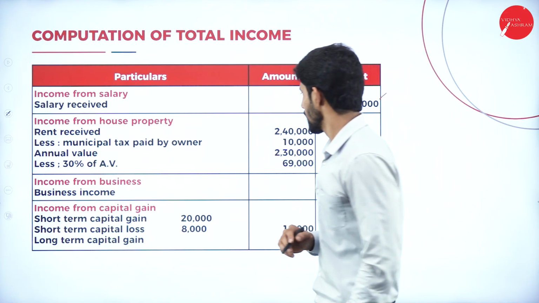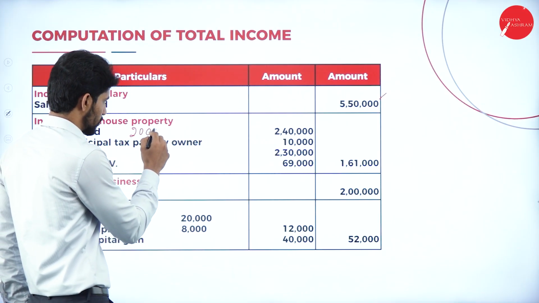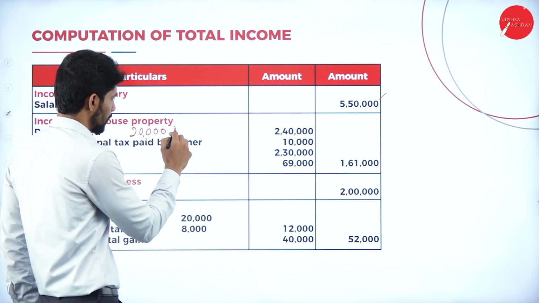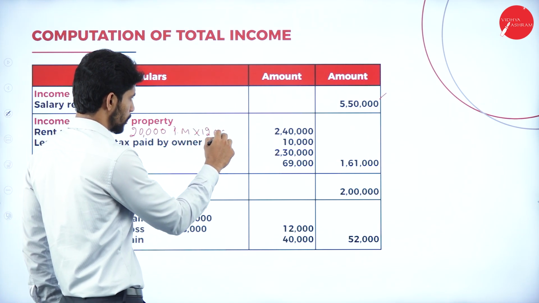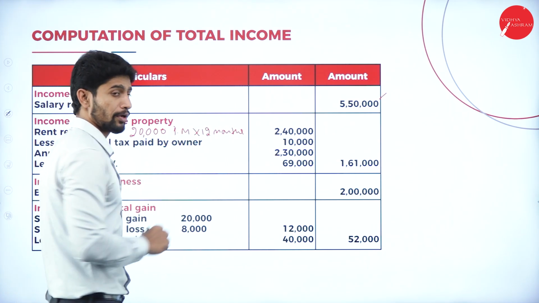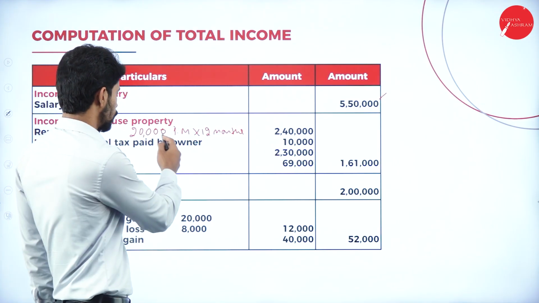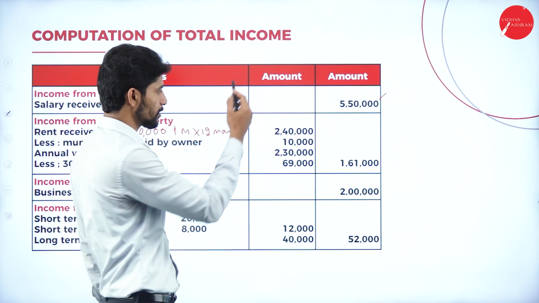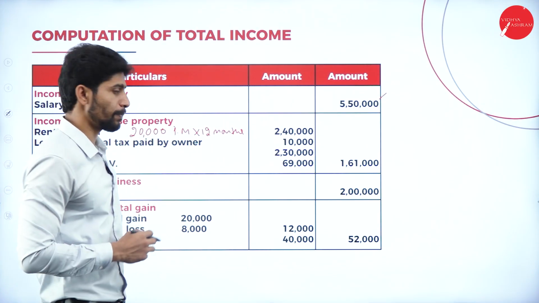What is the rent received? The rent received is rupees 20,000 per month. Rupees 20,000 per month into 12 months we are supposed to compute. Okay, in a year we have 12 months and we will be receiving the rent for 12 months. So 20,000 into 12 months, you will get 2,40,000. And municipal tax paid by the owner.